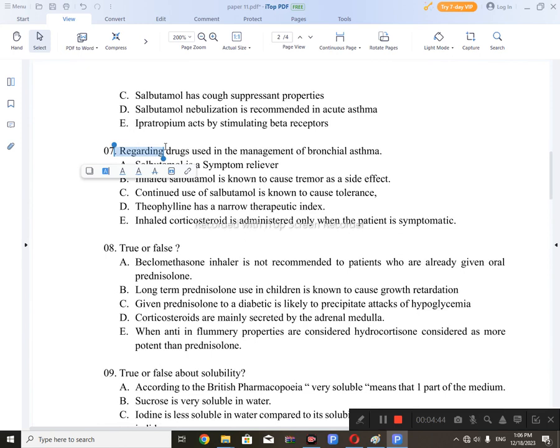Regarding drugs used in management of bronchial asthma, salbutamol is a symptom reliever. True. Inhaled salbutamol is known to cause tremor as a side effect. False. Continued use of salbutamol is known to cause tolerance. False. Theophylline has a narrow therapeutic index. False. Inhaled corticosteroid is administered only when the patient is symptomatic. False.